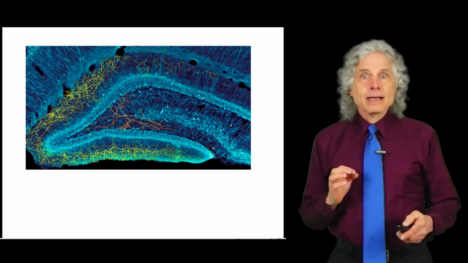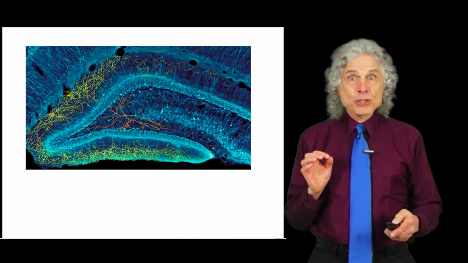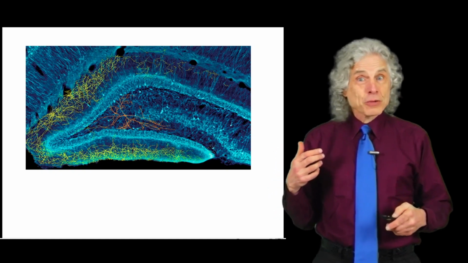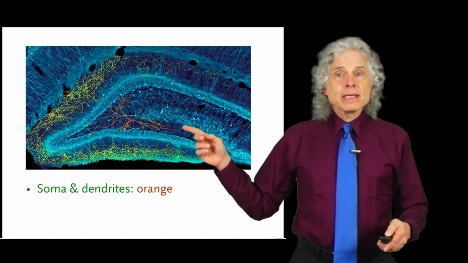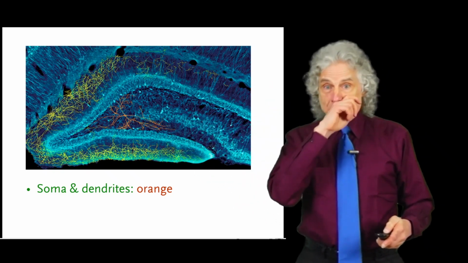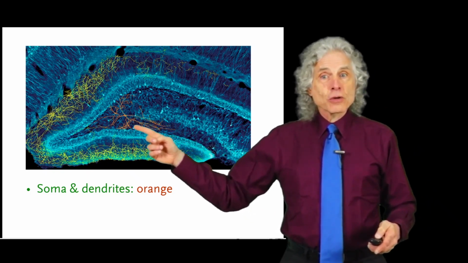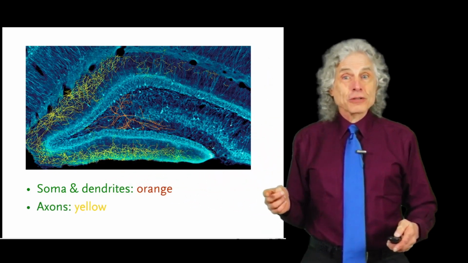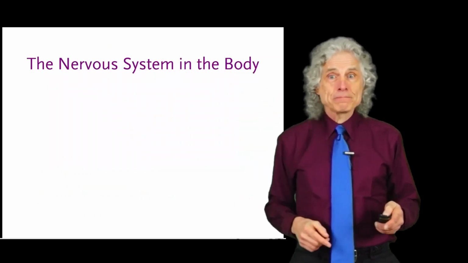This is a photograph that I have shown you before of a real neuron. The diagram you just saw was simplified in order to allow you to understand it, but a real one is far more complex. This one is in the hippocampus of the brain. The red and yellow fibers all belong to one neuron. The soma, or cell body, and the dendrites are shown in orange. All of the axons and axon terminals are shown in yellow. This gives you an idea of the complexity that we're dealing with, one neuron.